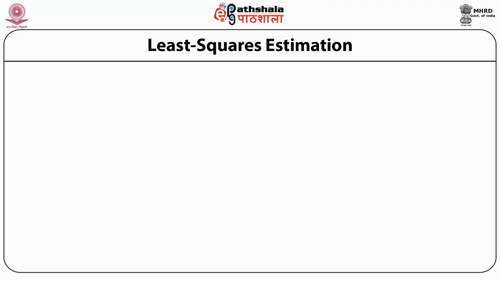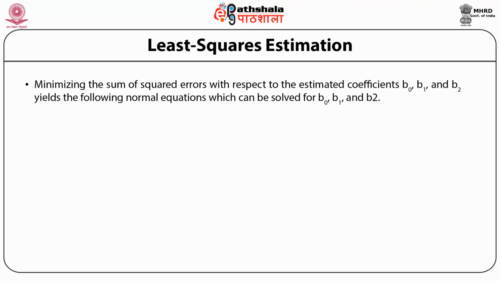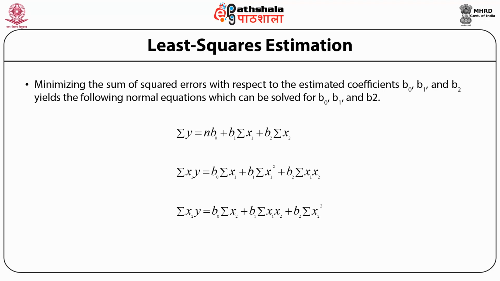Least square estimation. Suppose we consider a multiple regression model with two independent variables. So here we have three unknown constants: beta naught, beta 1 and beta 2. So obviously we need three normal equations to find out the values of these constants. The method of least squares suggests the following three normal equations to find out the values of the three unknowns, and we can find out the values of b0, b1 and b2, and after that the corresponding values of beta 0, beta 1 and beta 2.